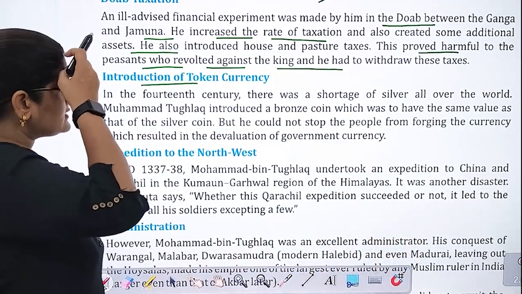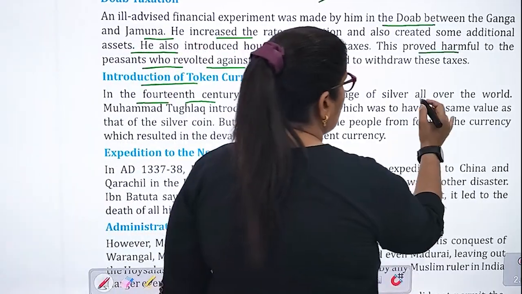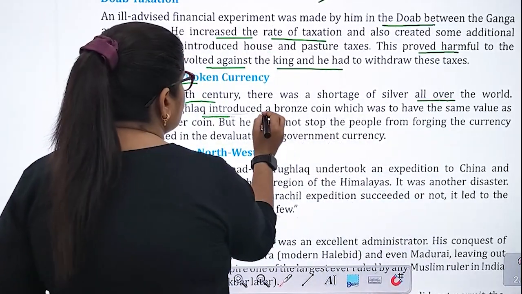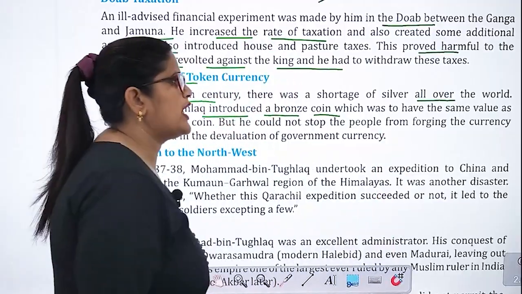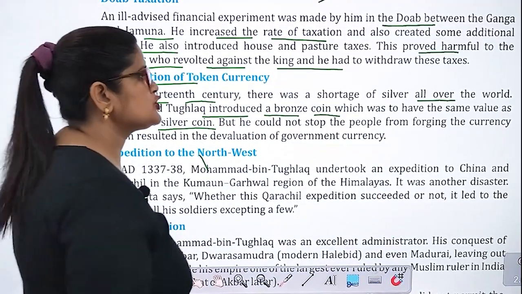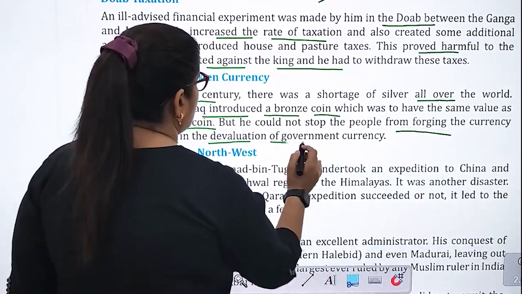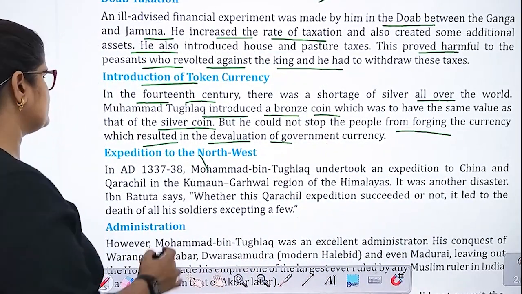Introduction of token currency. In the 14th century, there was a shortage of silver all over the world. Muhammad Tughlaq introduced a bronze coin which was to have the same value as that of the silver coin, but he could not stop the people from forging the currency, which resulted in the devaluation of government currency.